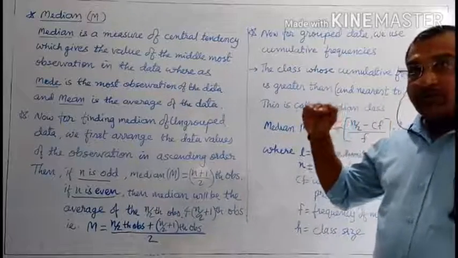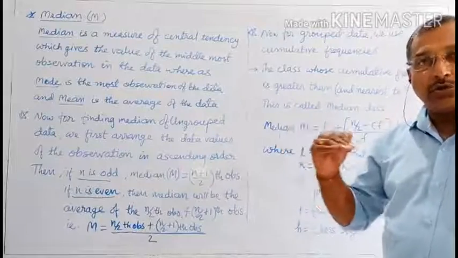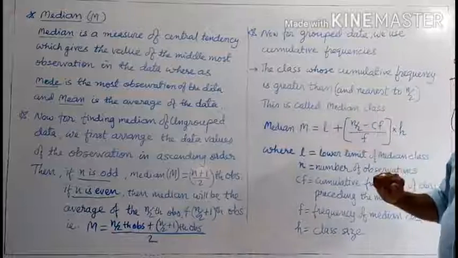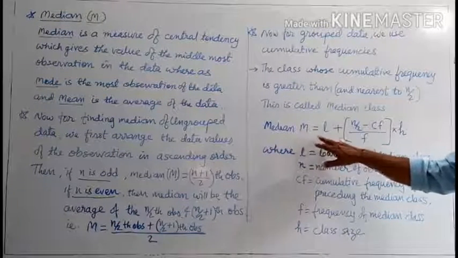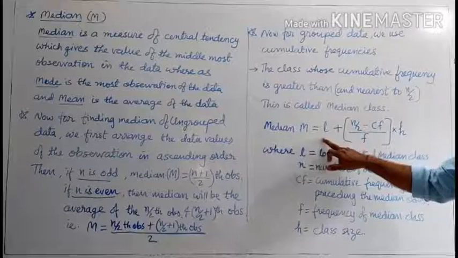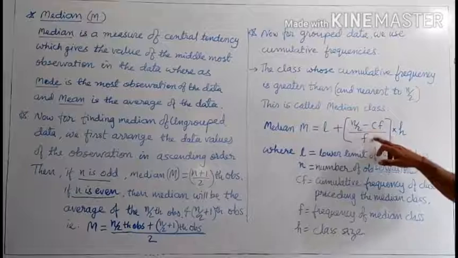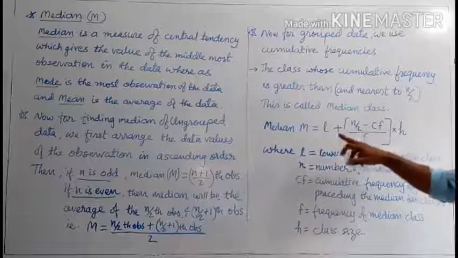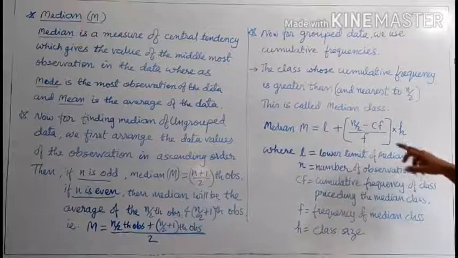Then in the cumulative frequency we have to see which is greater than or nearest to n by 2. The class of that is called the median class. So after finding the median class, we can proceed for the median using the formula: median is equal to L plus (n by 2 minus CF) divided by F, multiplied by H. So what is this L? L is the lower limit of the median class.